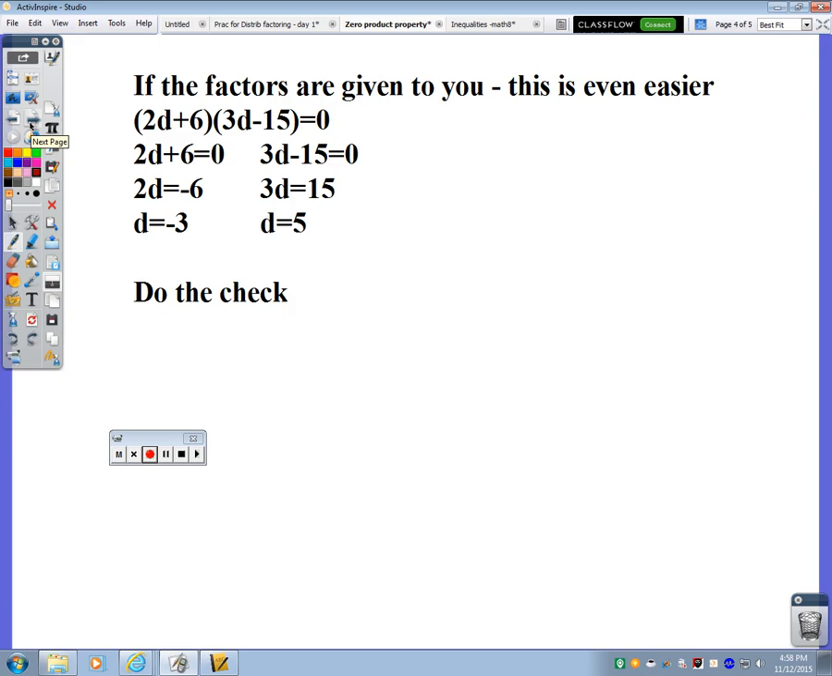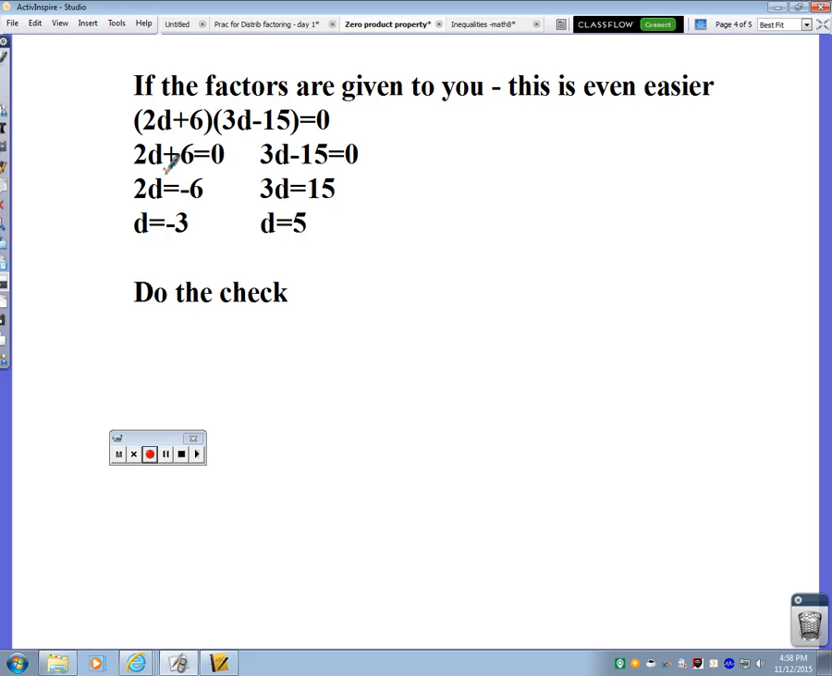So if the factors are given to you, this is even easier. You set every factor equal to 0. So here we set this factor, 2d plus 6 equals 0, and then 3d minus 15 equals 0. Setting every factor equal to 0, and you solve for both variables.